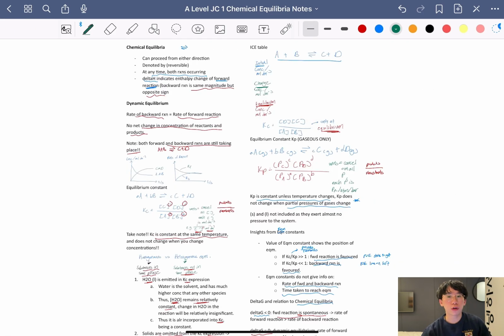So that's it for chemical equilibria. Again, I must emphasize that this topic is very application heavy, and I would advise that instead of just memorizing this topic, you should be spending some time outside of lessons to do more practice in order to get used to the typical chemical equilibria questions.